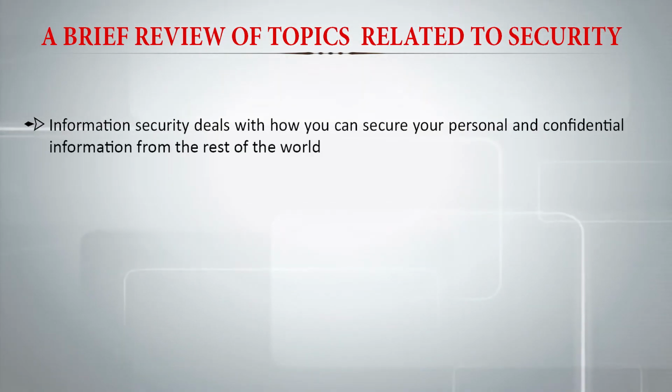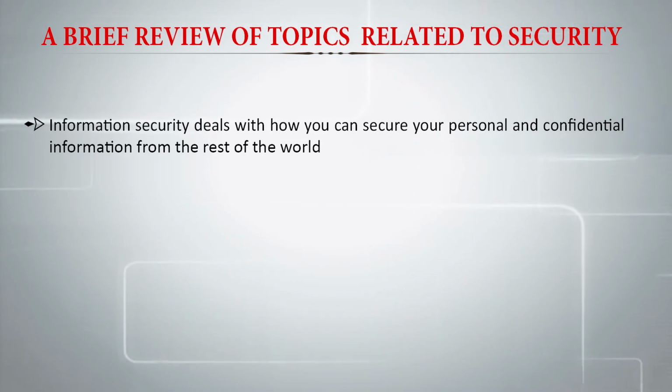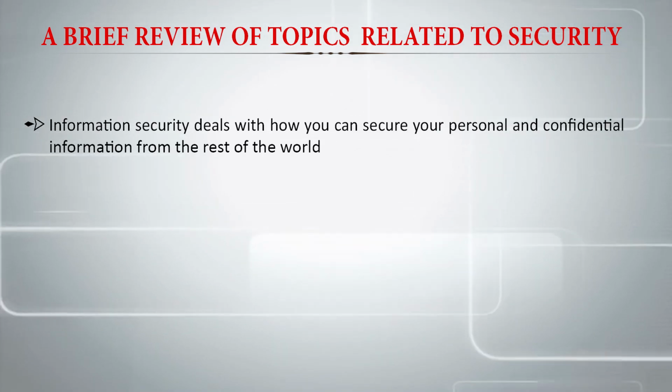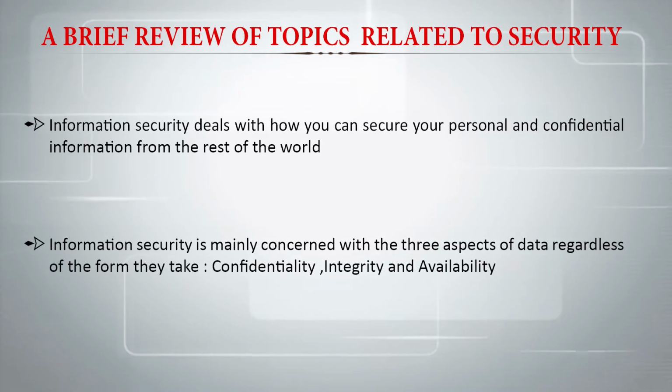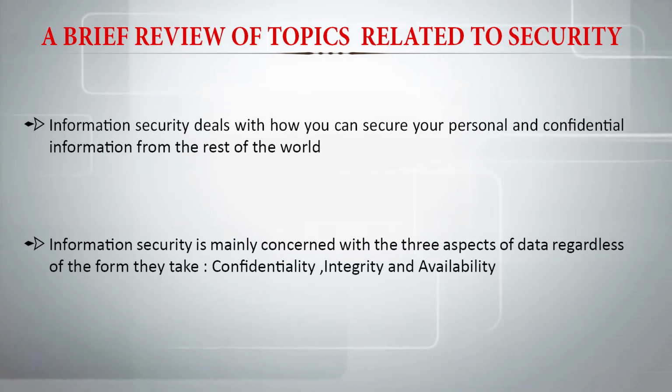Now just have a brief overview of topics related to security which have been discussed so far. We started with information security. Our security topic started with information security. And what is information security? Information security deals with how you can secure your personal and confidential information from the rest of the world. This way we have defined what information security is. Information security is mainly concerned with three aspects of data regardless of the form they take.